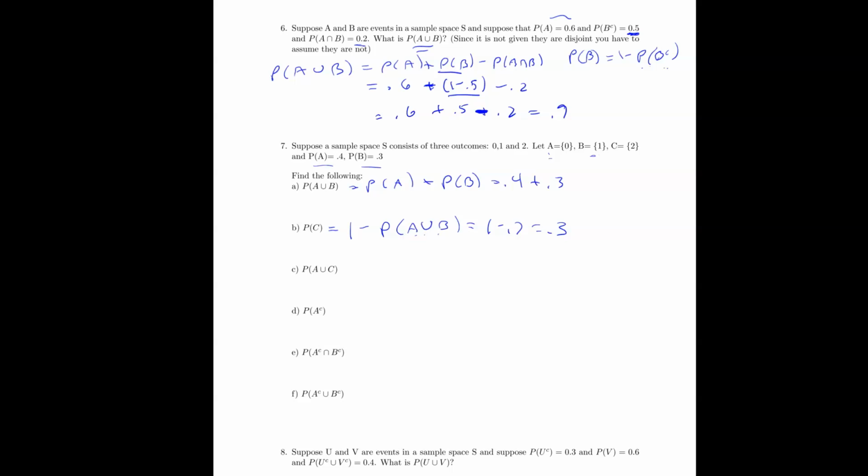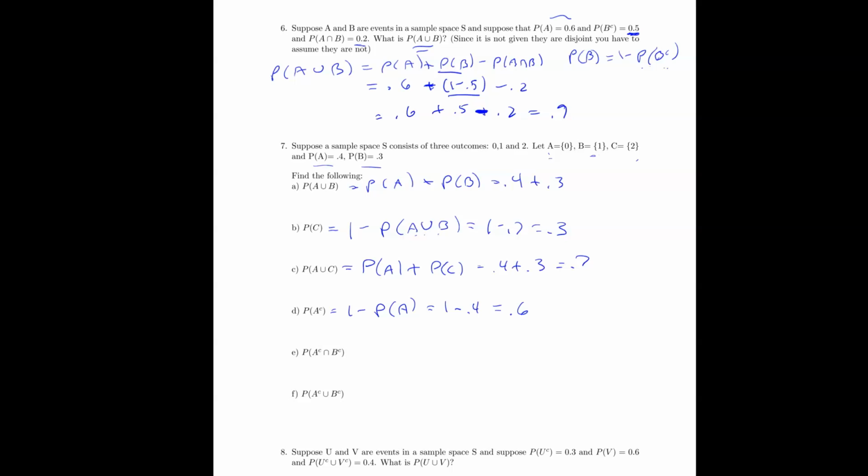Okay, so the probability of A or C, since they're independent events, that's just going to be the probability of A plus the probability of C, which gives me 0.4 plus 0.3, which is 0.7. And the probability of A complement, I want to make sure that you're feeling very comfortable with that. You know that's going to be 1 minus the probability of A, so that's 1 minus 0.4 or 0.6.